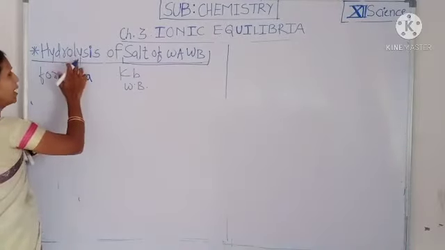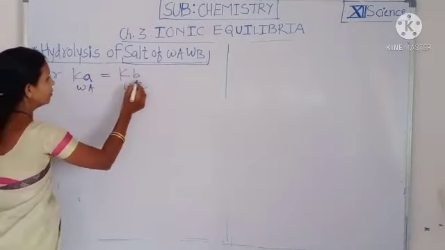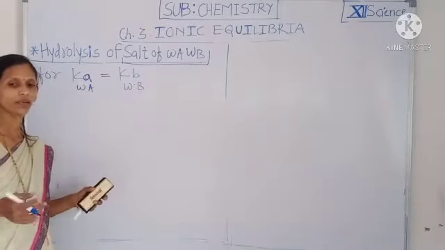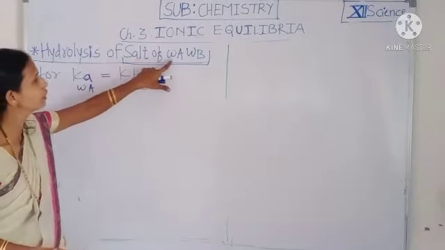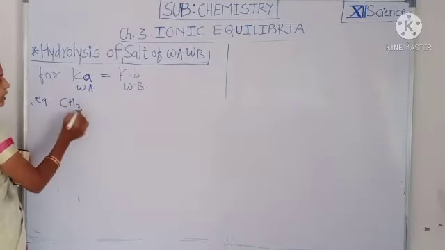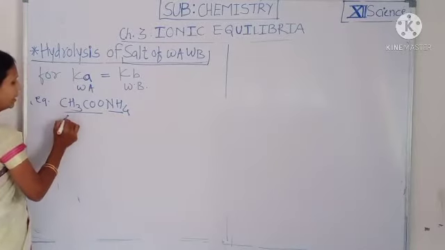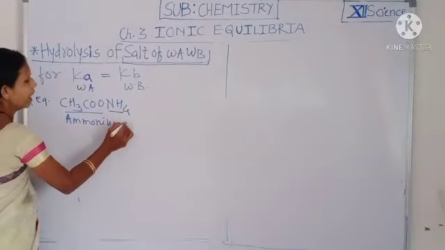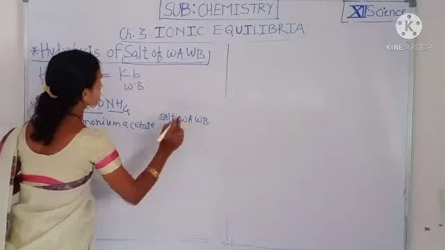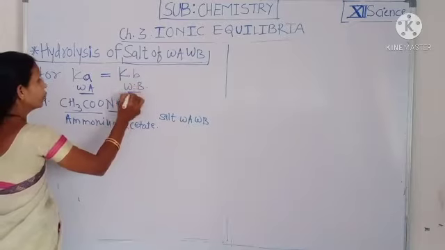Then see here, hydrolysis of salt of weak acid and weak base, for which Ka of weak acid is equal to Kb of weak base. That means the strength of weak acid and weak base are both equal, from which that salt is obtained. And an example of this type of salt is CH3COONH4, that is ammonium acetate. Ammonium acetate is a salt of weak acid and weak base, in which Ka of weak acid is equal to Kb of weak base.